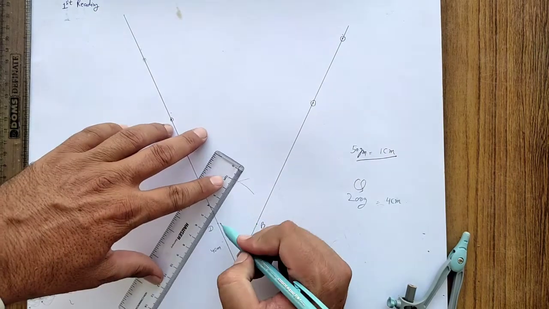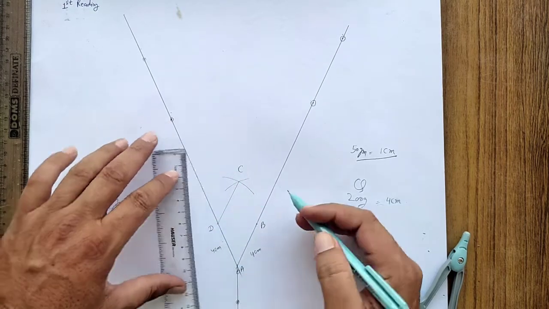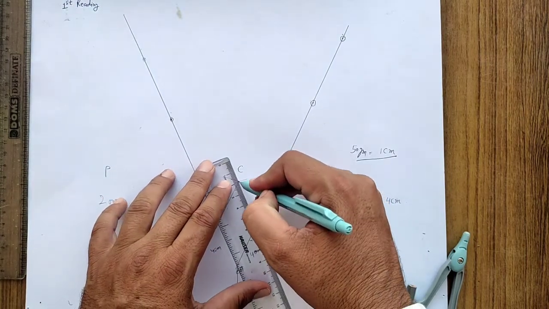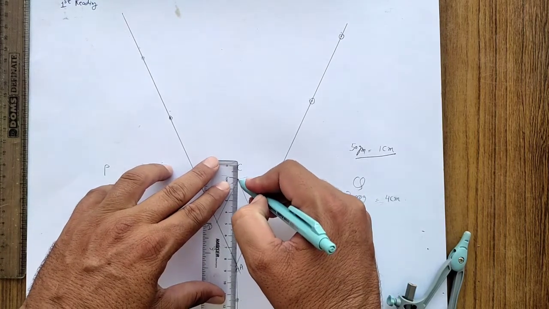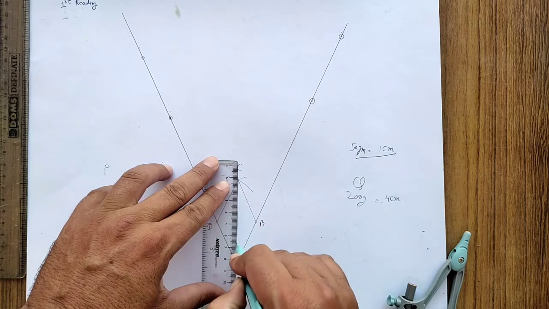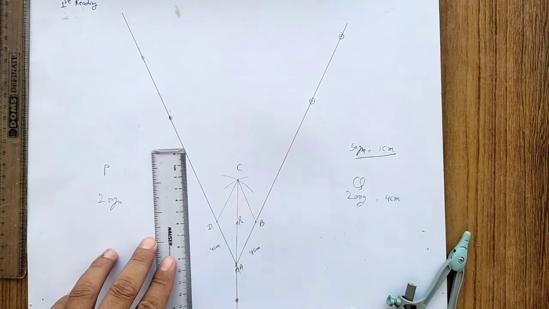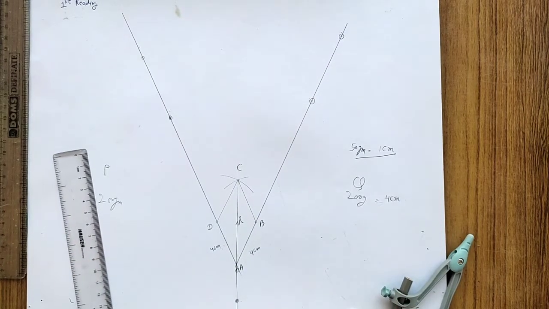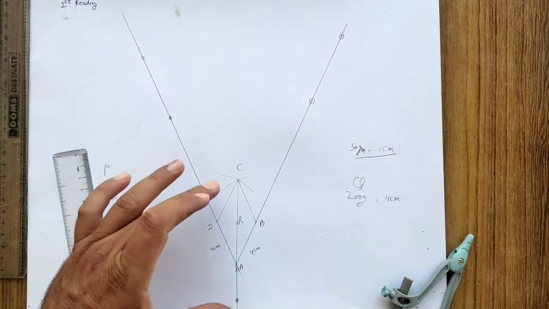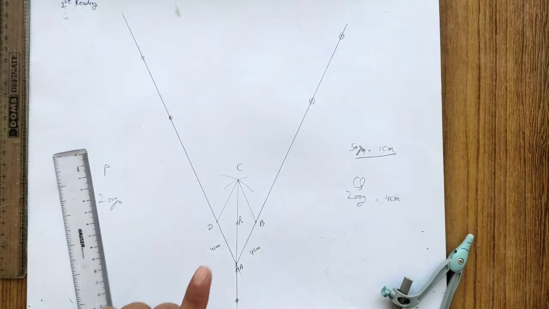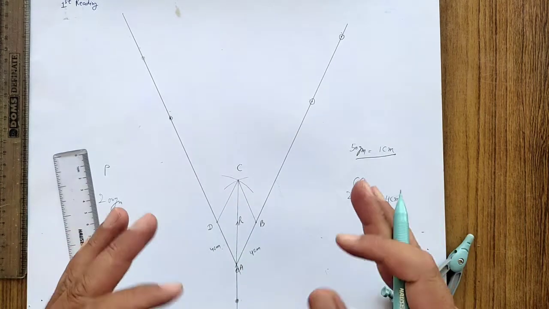Join CD carefully, CD and BC. Also make the diagonal AC. This is our resultant. Now the parallelogram of the first case is complete and we want to find the value of this R. Now there are two methods.